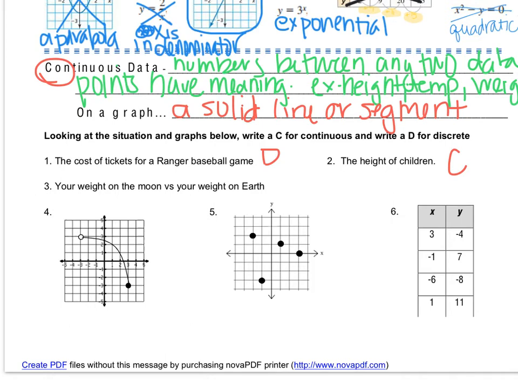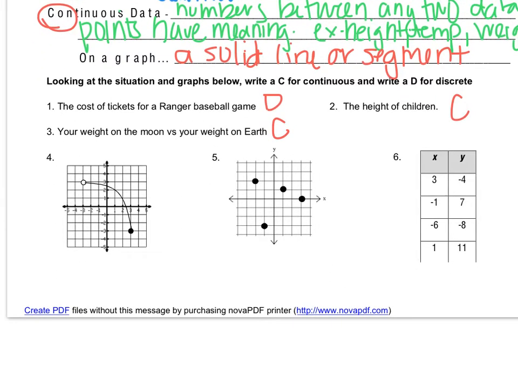Your weight on the moon versus your weight here on Earth, that is also continuous. So we have some graphs for 4 and 5. 4 is a continuous graph because notice it's just a solid piece right there that's all connected. Number 5 is going to be discrete because it's a set of points. They're not actually touching each other. They are not connected. Number 6 is also discrete data because number 6 again is just a set of points. So notice not every value is included in that. It's just those 4 points right there.